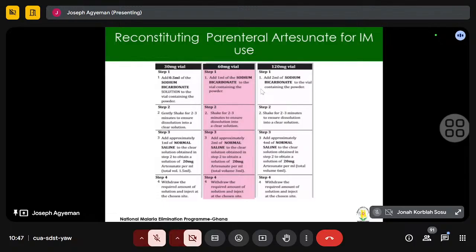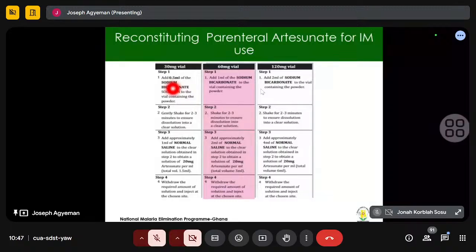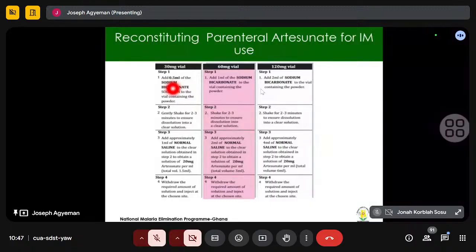So that will go into solution. The solution will be clear after shaking it. So you have, for example, 30 milligram. If you are dealing with IM administration, you have 0.5 mL that has solubilized the artesunic acid. So it has gone into solution. So 30 milligram in 0.5 mL of the bicarbonate provided.